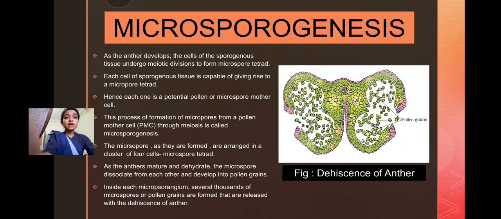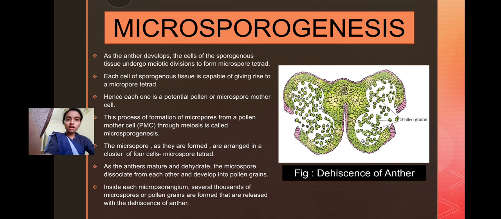Now, what is microsporogenesis? As the anther develops, the cells of the sporogenous tissue undergo meiotic division to form microspore tetrads. Each cell of sporogenous tissue is capable of giving rise to a microspore tetrad. Hence, each one is a potential pollen or microspore mother cell. Hence, this process of formation of microspores from a pollen mother cell, that is PMC, through meiosis is called microsporogenesis.